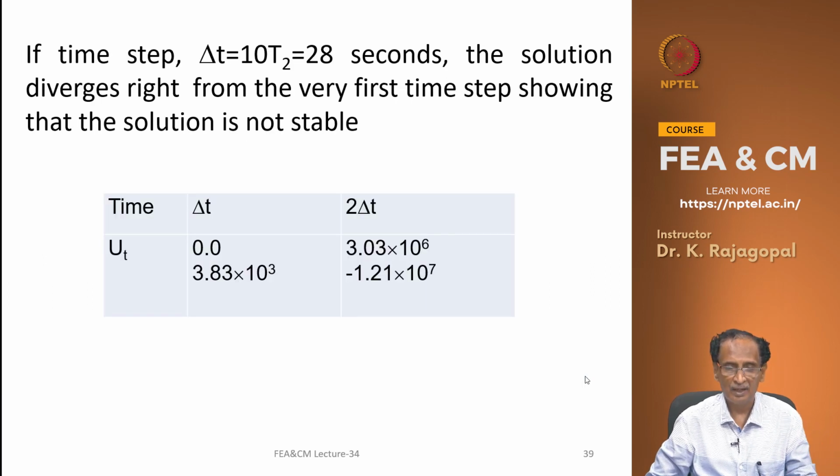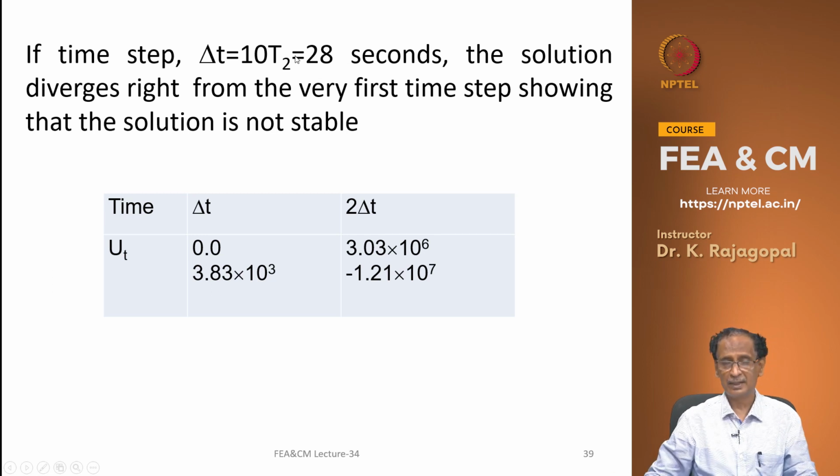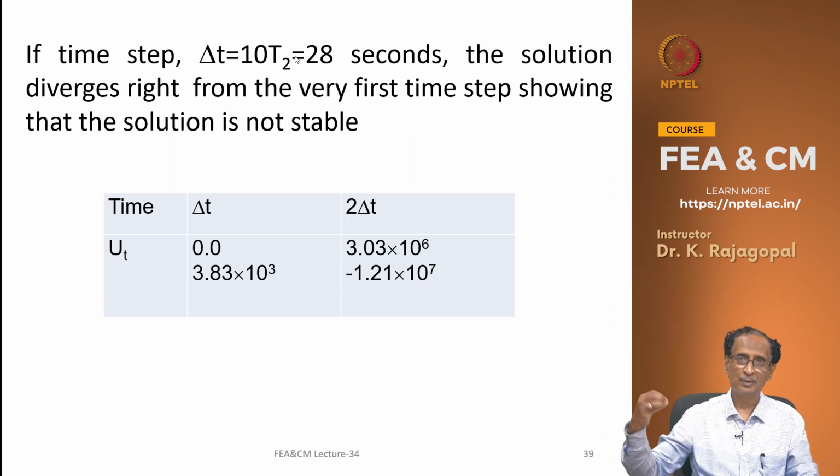Okay, and let's now see what happens with a delta t of 10 times the T2, 28 seconds. Why do we want to use 28 seconds? If you want to know what happens over a large time interval, if you use a larger delta t, you need to spend lesser computational effort, and we can go through the time much faster.